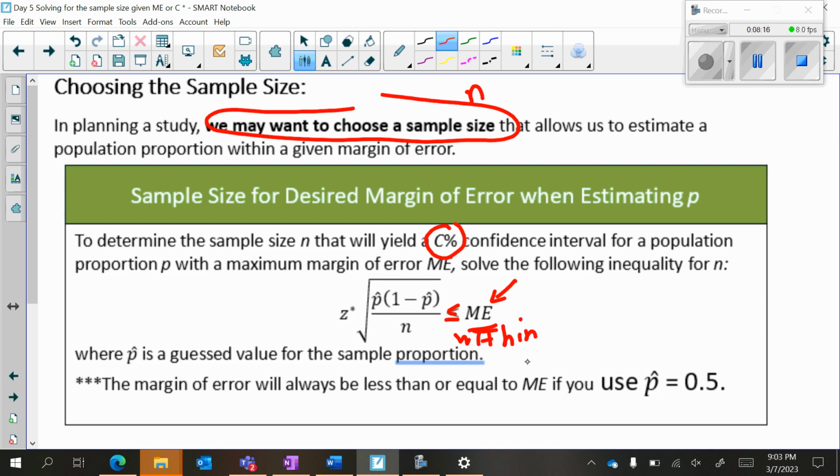So what this says down here is if you don't have P or P hat, sometimes you have to pick a value for P hat as well. So I'm going to show you on the next page. And I'm going to explain what this means in a second. So let's look at an example here.